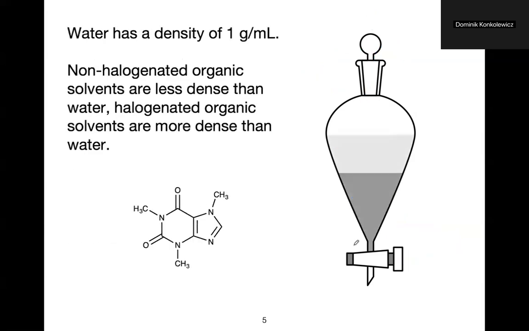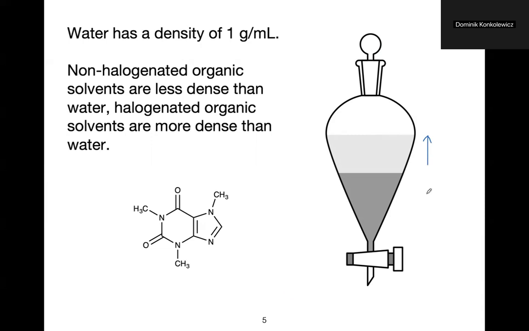Okay, so as we mentioned, this is what you can expect during your extraction. Remember, water has a density of 1 gram per milliliter, and the rule is generally that organic solvents which are non-halogenated, they do not contain heavy halogens, are up here. So they're in the top layer. They're less dense than water, so by gravity they go to the top.